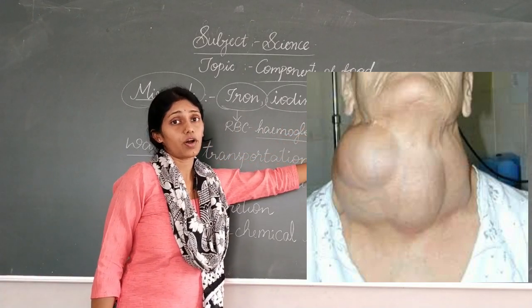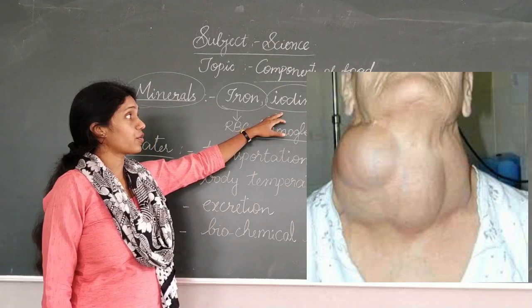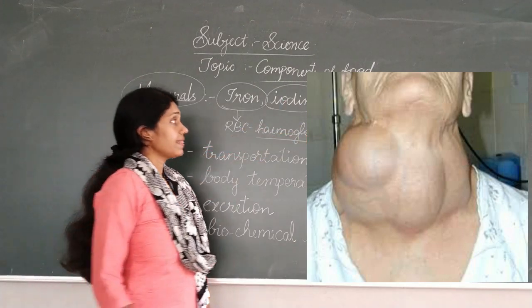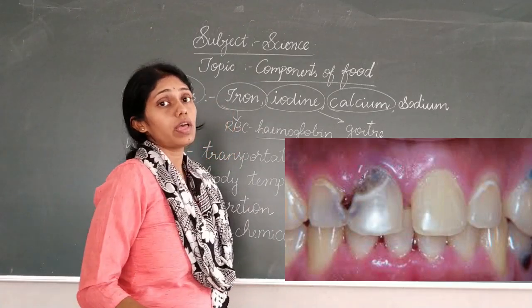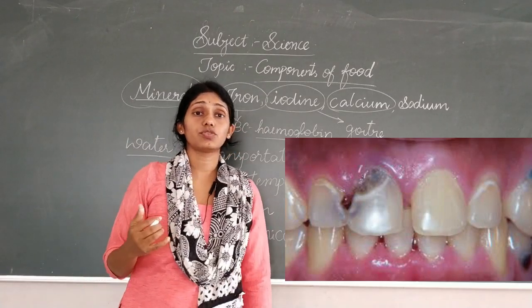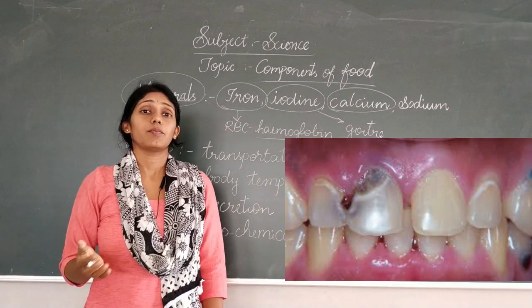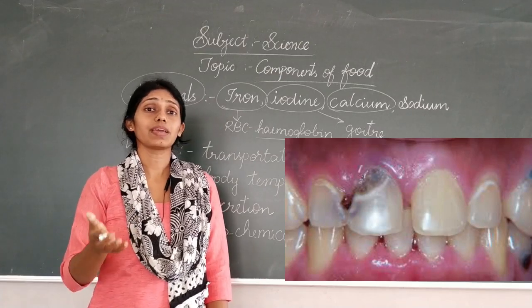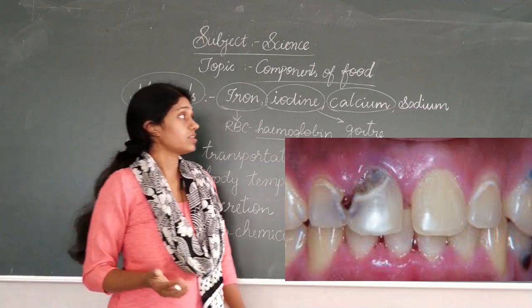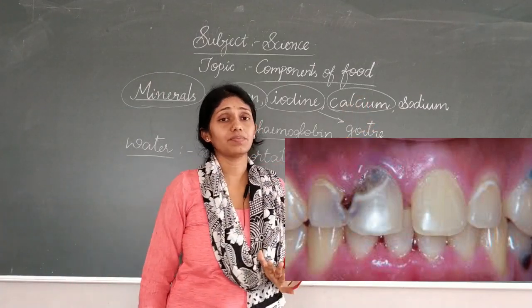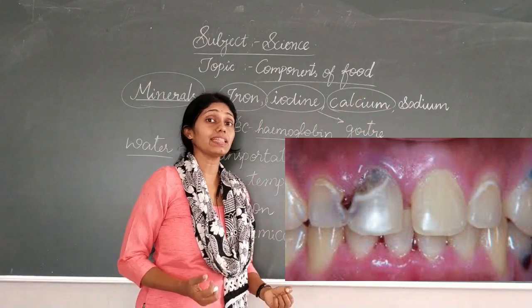It is caused due to the lack of iodine in the food. And then coming to calcium. Calcium, all of us know our parents will tell us to drink milk, yes, for the growing up kids. Why? It contains more calcium. Right, children? The calcium helps in keeping the bones and teeth strong.